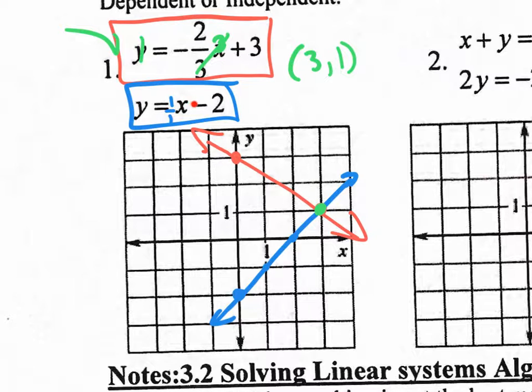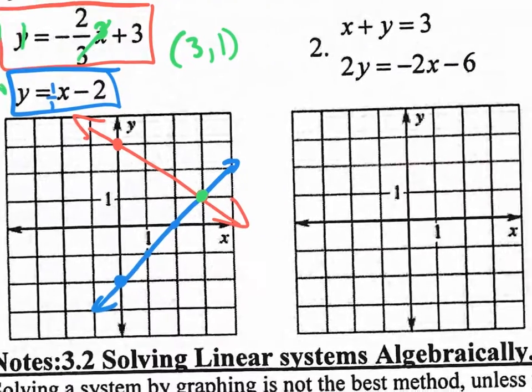3 right there. 3 take away 2 is 1. And if you plug the 1 in for y, it'll say 1 equals 1, which is also a true statement. So whenever you get an answer, you could plug it back into your system and make sure that it works for both equations, and you'll be absolutely positive that that's a correct answer.